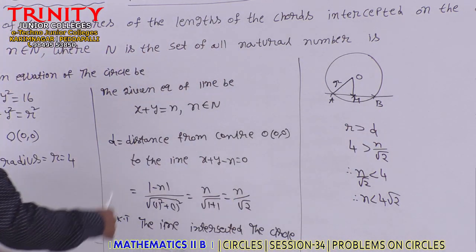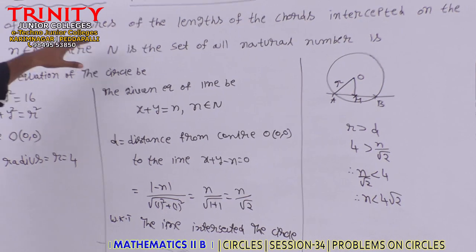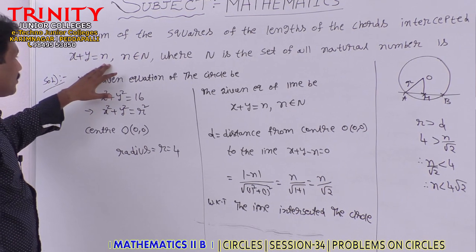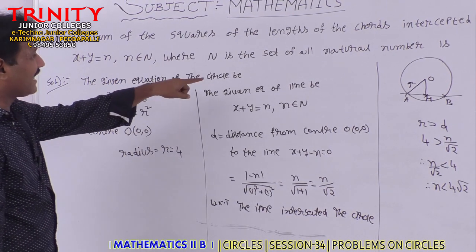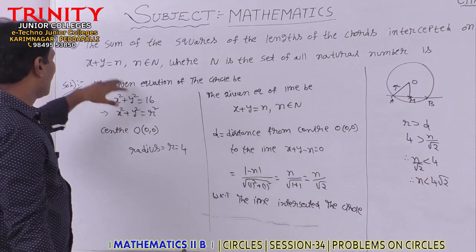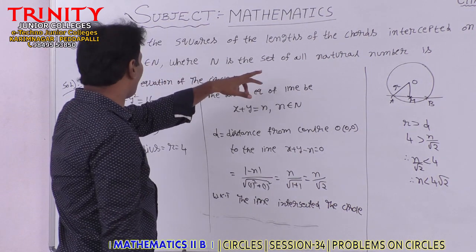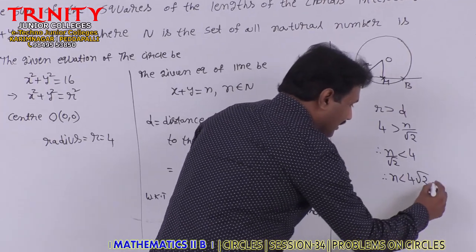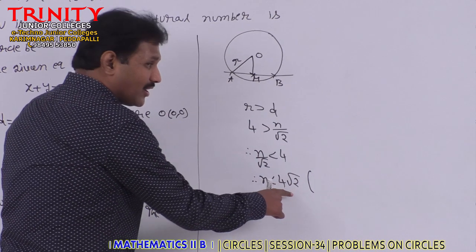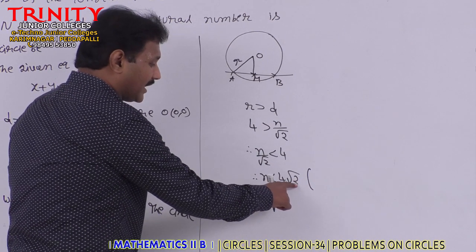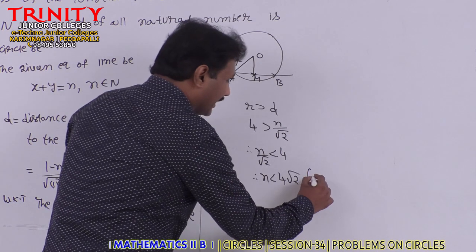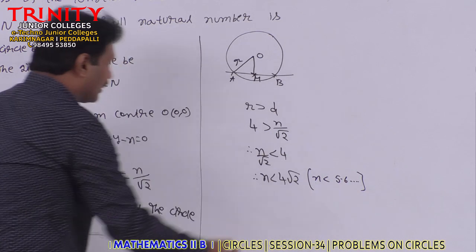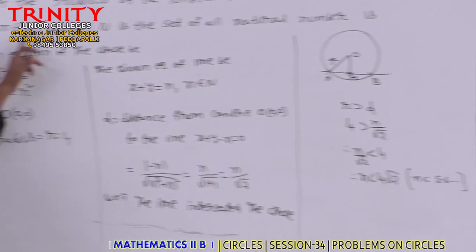The sum of the squares of the lengths of the chords intercepted on the circle by the line x plus y equal to n, where n belongs to N, the set of all natural numbers. Here n is less than 4 root 2. We know that the root 2 value is nearly 1.4. 4 into 1.4, nearly, so n is less than 5.6 something. Therefore n is a natural number, small n belongs to capital N.